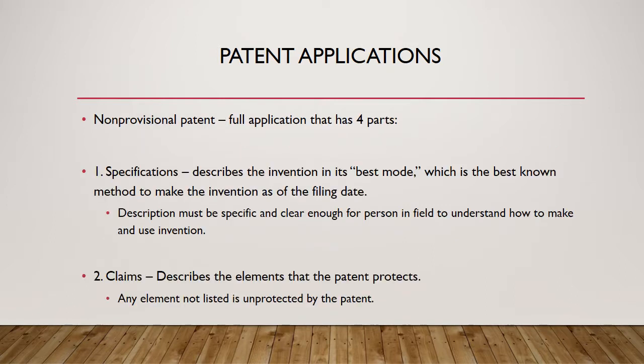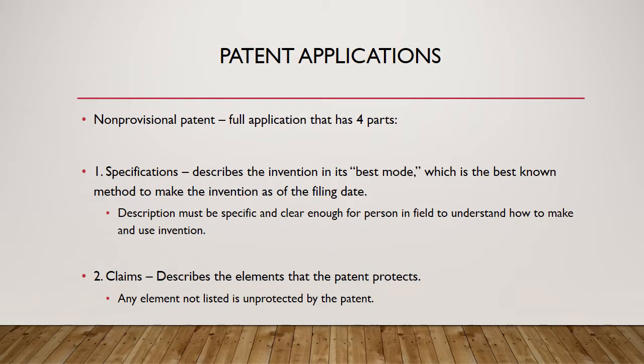So the non-provisional patent, this is where you have the full application. You have gotten to the point that you've got all the information that you need to submit a full application for a patent. And full applications are composed of four main parts. The first is the specifications. This is where you describe the invention in its best mode, using the best known method to make the invention as of the filing date.